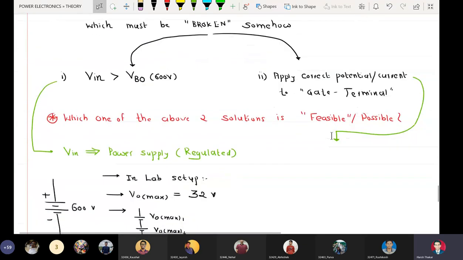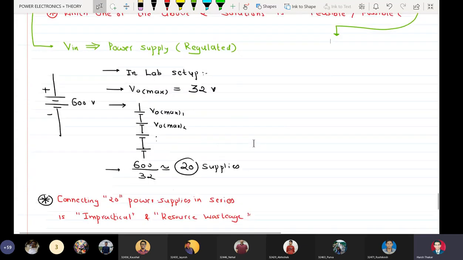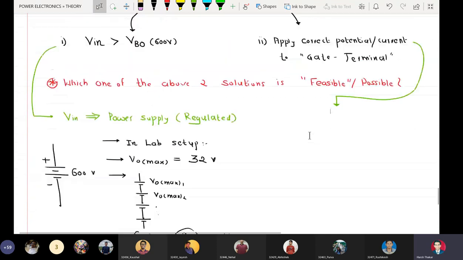Now the question comes that in the first solution the problem was that we need to apply an exceedingly high voltage which needs about 20 power supplies to be connected in series. So because of the requirement of connecting 20 supplies in series just to fire an SCR, if again at the gate side also we need a very high voltage, then it is the same problem again. The question comes that how much current and voltage I need to apply to the gate terminal.